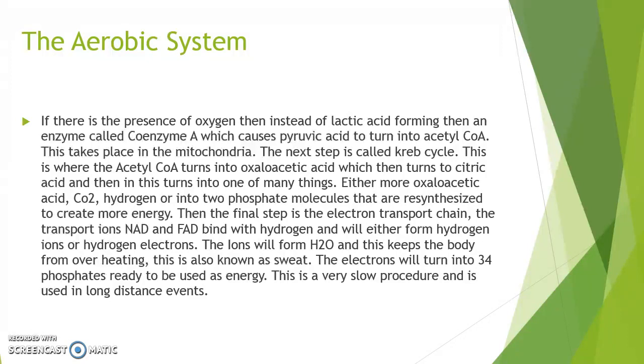The final step of the aerobic system is the electron transport chain. The transport ions NAD and FAD will bind with hydrogen, and they will either form hydrogen ions or hydrogen electrons. The ions will form H2O, and this will keep the body from overheating. This is also known as sweat. The electrons will turn into 34 phosphates ready to be used as energy.